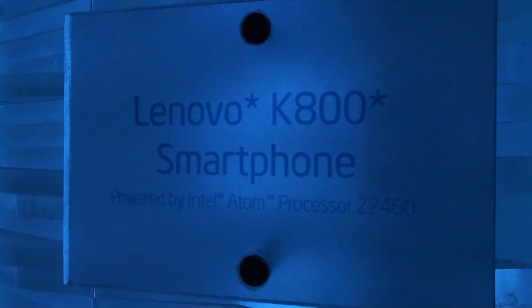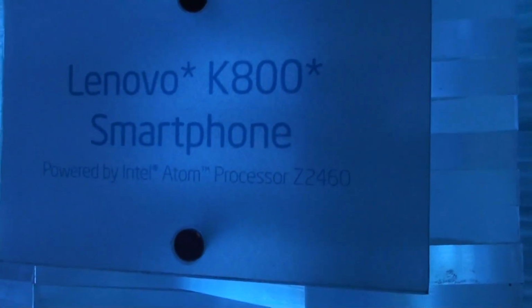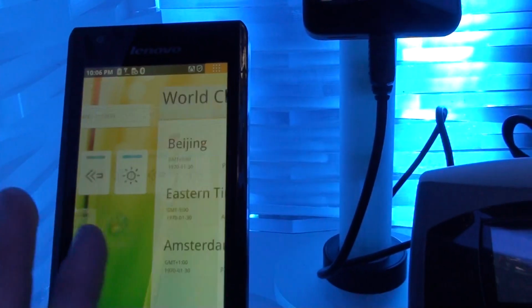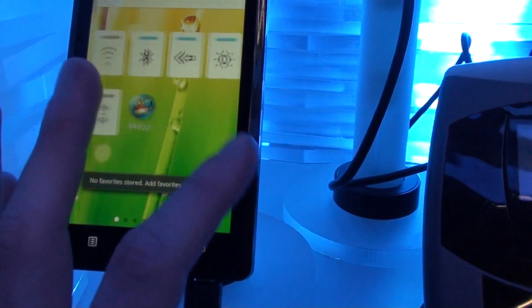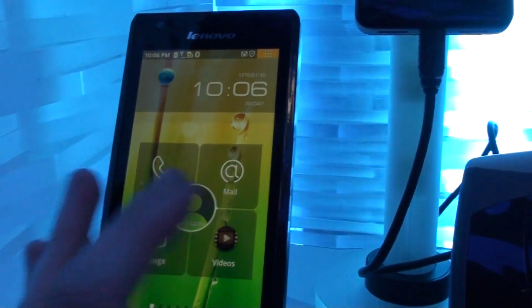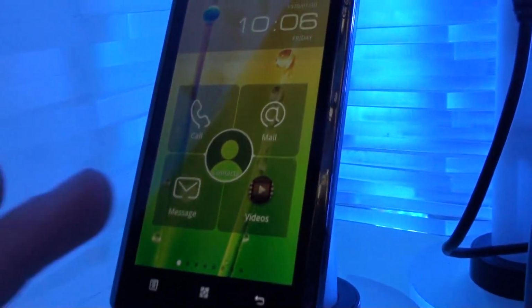First of all, we have the Lenovo K800 smartphone, which is probably the closest one to a possible release. The K800 is powered by an Intel Atom processor, C2460, an Android-based device, of course. Here it is. By the looks of it, it's pretty snappy, although there is some choppiness with this custom interface. Seems to be running Gingerbread right now. There are quite some personalizations made to it.